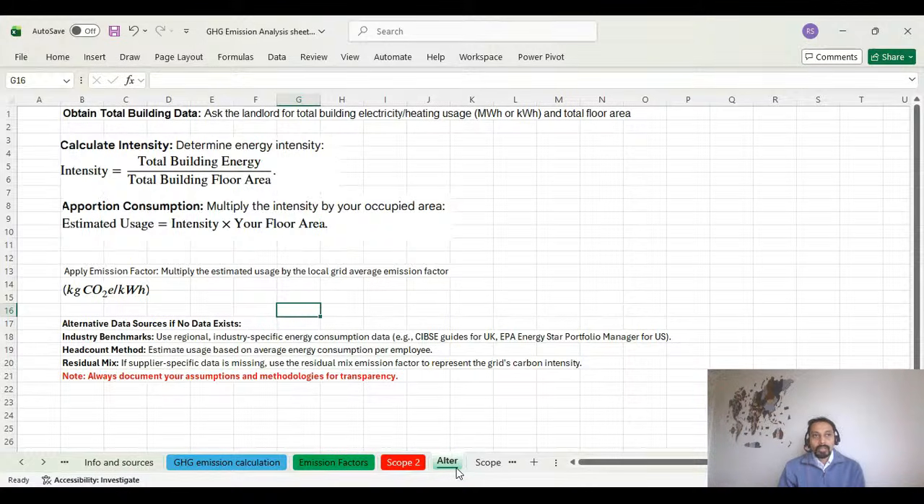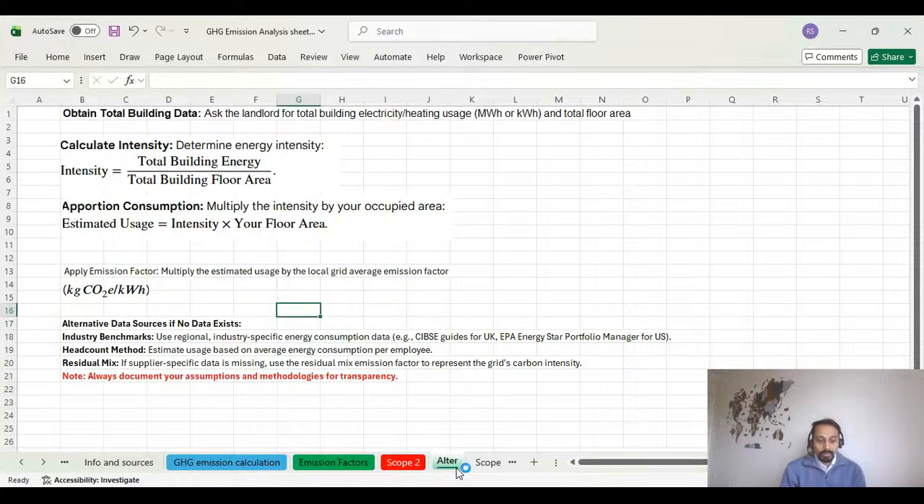In some situations, if you don't know the total building energy or the total energy consumption, then you have to use an industry benchmark, or regional industry-specific energy consumption through various types of published data. In every country, every city, and every state, they have the average energy consumption based on area. So you can utilize that industry benchmark, whether it's commercial, industrial, or manufacturing units, every one has those kinds of average energy consumption per square foot. Based on that, you can decide your office consumption by area, and you can calculate the scope 2.